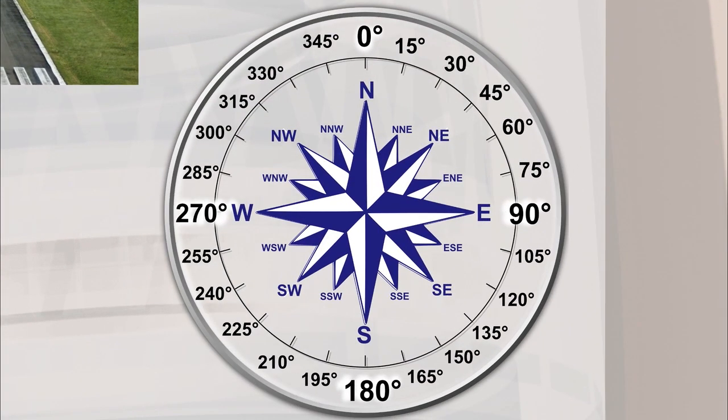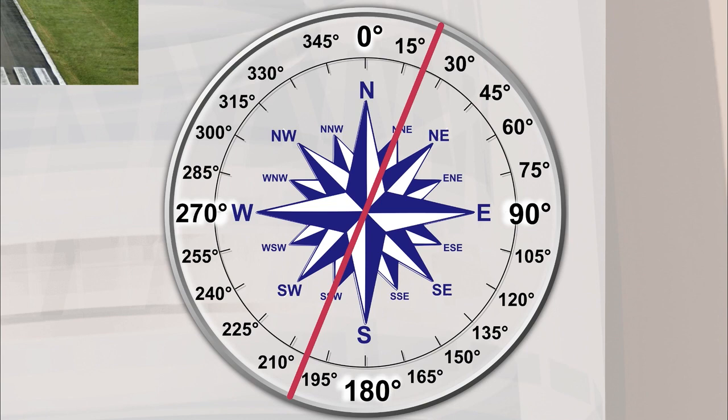So here's the compass. 0 is north, 90 is east, 180 is south, 270 is west. Those are your main compass headings. So north, east, south, west. So this runway we're on is 20, which we know is 200. So let's draw a line that runs through the center of the compass from the 200-ish area. This would be roughly 200 degrees.